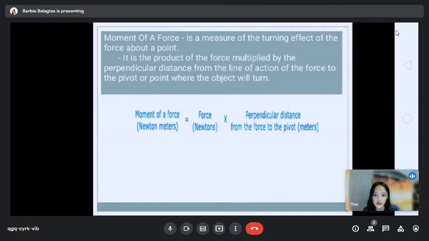Moment of a force. It is a measure of the turning effect of the force about a point. It is the product of the force multiplied by the perpendicular distance from the line of action of the force to the pivot, the point where the object will stand. So the formula of the moment of force is: moment of force in Newton meters equals force in Newtons times the perpendicular distance from the force to the pivot in meters.